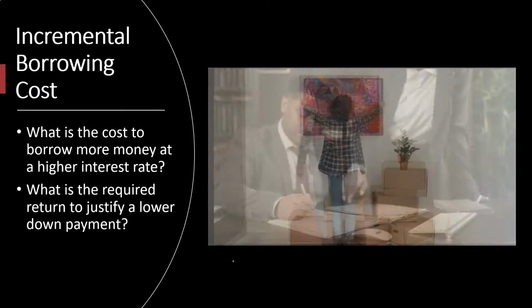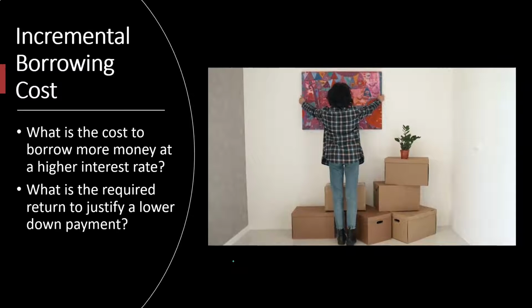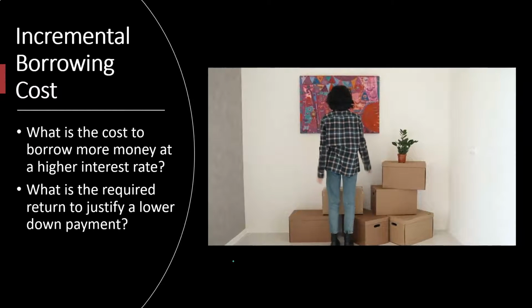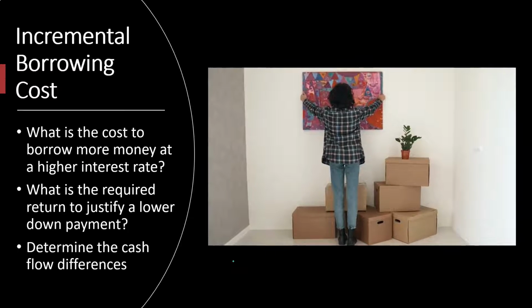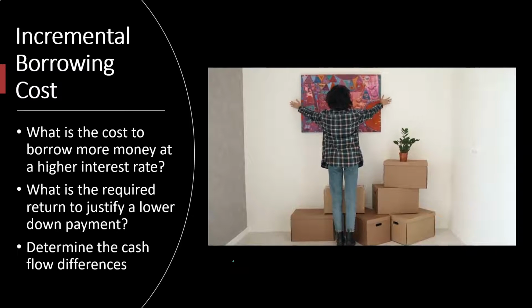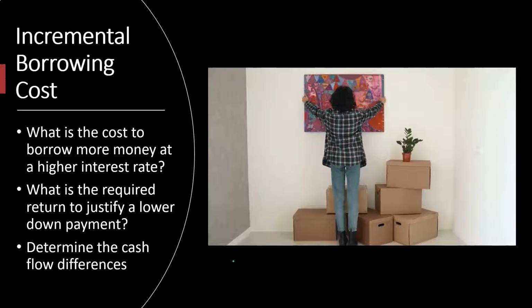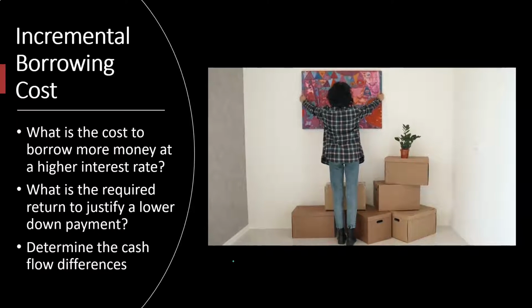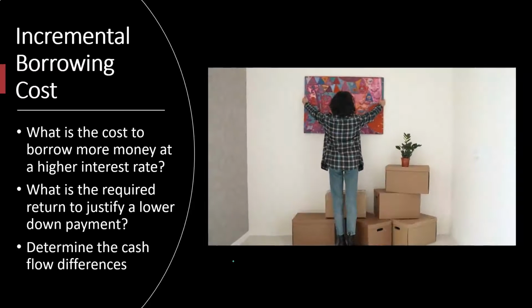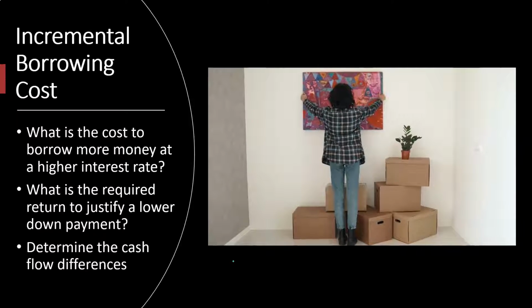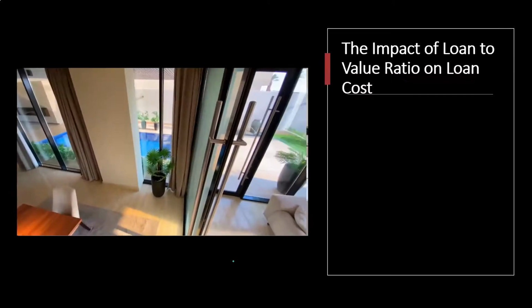So what is the required rate of return to justify a lower down payment, versus a higher down payment? If you have a lower down payment, then you're going to have a higher loan amount. So determine the cash flow differences. That will be basically our tool. Often the tool we've been using in the past when comparing different scenarios is to break it down into the cash flows and then use that to help us calculate our rates. In this case, we're looking at the differences in the two loan amounts and the related cash flow differences, in essence the differences in the payments, to help us figure out what the incremental borrowing cost will be.